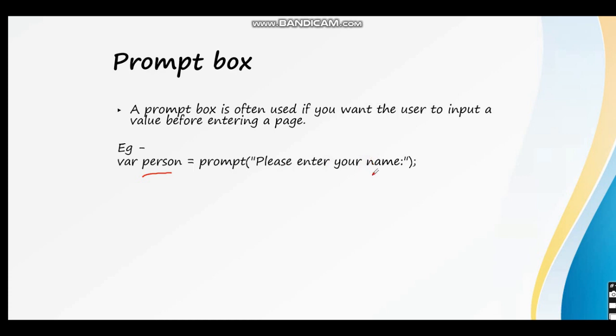So these are the three boxes we have seen over here. So this is what the document object model is in JavaScript.